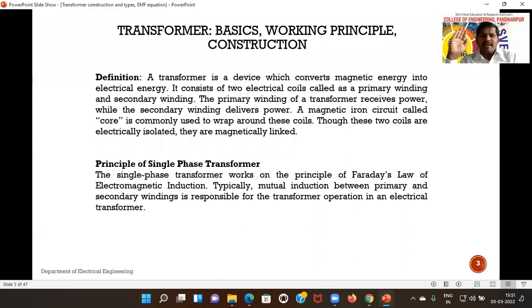See, the transformer contains two coils. If these two coils are kept near each other, then a self-induced EMF and a mutual induced EMF will be present in the coils. You already know, if these two coils are magnetically coupled to each other, not electrically connected, then when voltage is given to one coil, an EMF will be induced on the second coil. So we will discuss that.